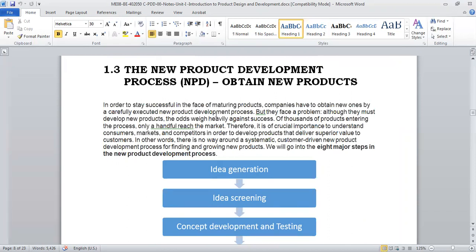So by now we have seen lots of things: what is a product, what is product design, what is product development. In the last lecture we compared product design and product development. Then we have seen what is design and what is the life cycle of a product. So all those things we have seen. We will now see the new product development process in today's lecture.